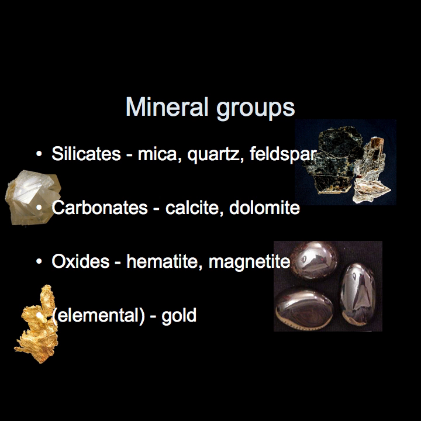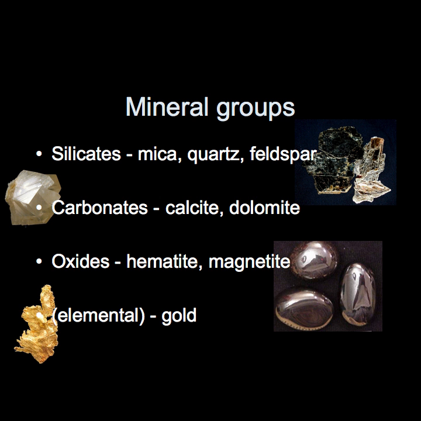So minerals can be grouped based on their composition, the things that make them up. So silicates: mica, quartz, and feldspar. Mica is that shiny flat one to the right. Quartz you've seen before, it's clear and whitish. Feldspar is a very common mineral you'll be looking at. It's more pink. Those all have silica in them, so they form the silicate group.